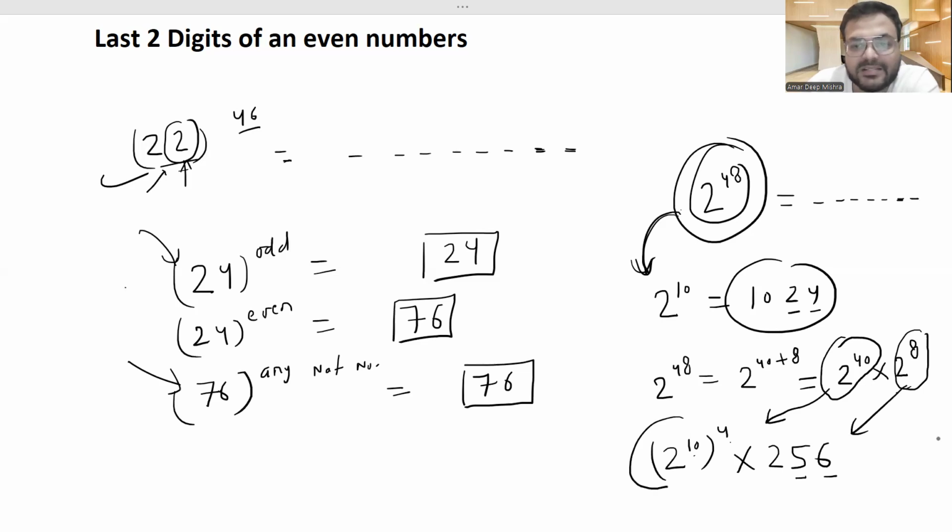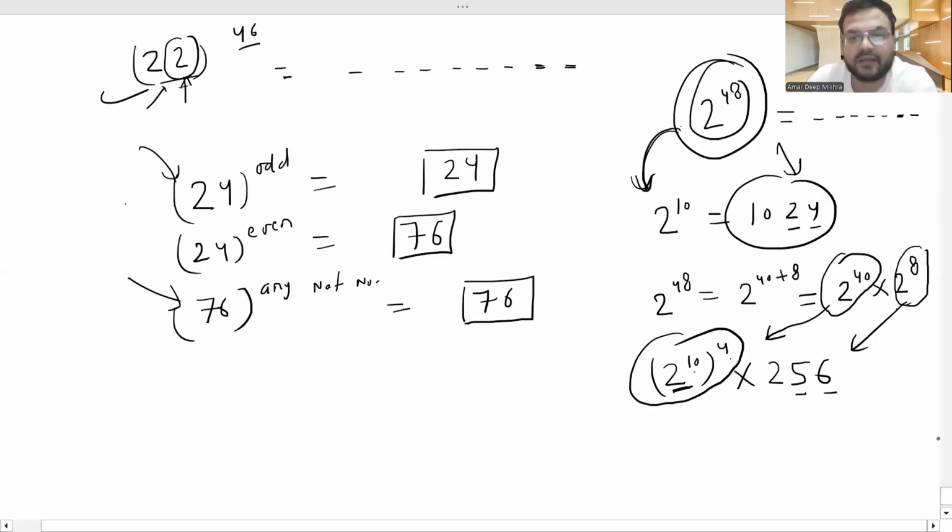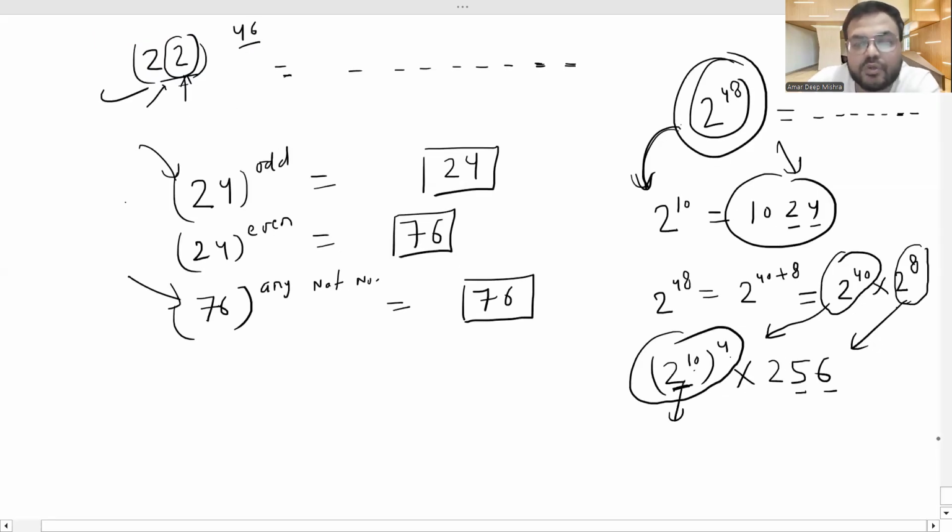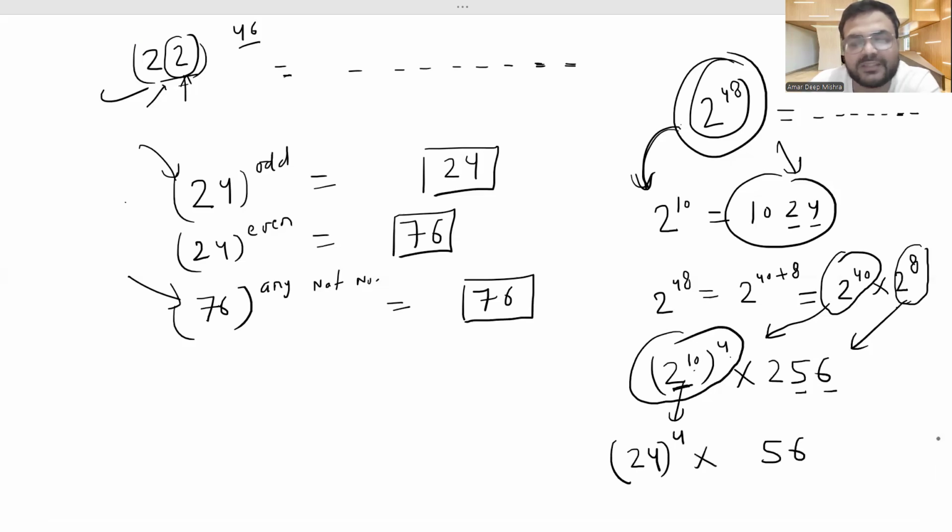Now, 2 power 10 is 1024, so instead of writing 1024, I can write only 24, because 24 are the last two digits of 2 power 10. Now see, this 24 raised to the power 4 into this 56. I will take only 56 because my main concern is to find out the last two digits. So in every step, I will choose only the last two digits of every number.